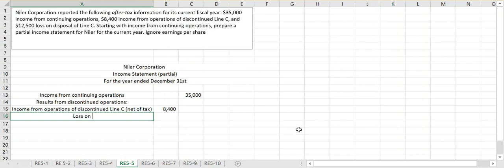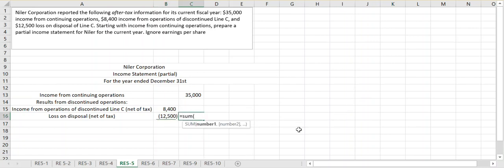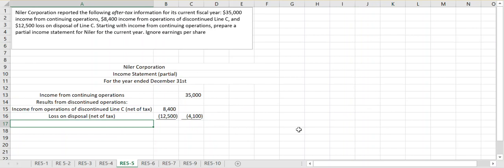But then we also have a loss on the disposal of this line, net of tax, and this is a tax credit, so we don't have to take as big of an impact of the total loss of $12,500. So we're going to net those values together to see what the impact of discontinuing line C is going to be on our net income for this year.